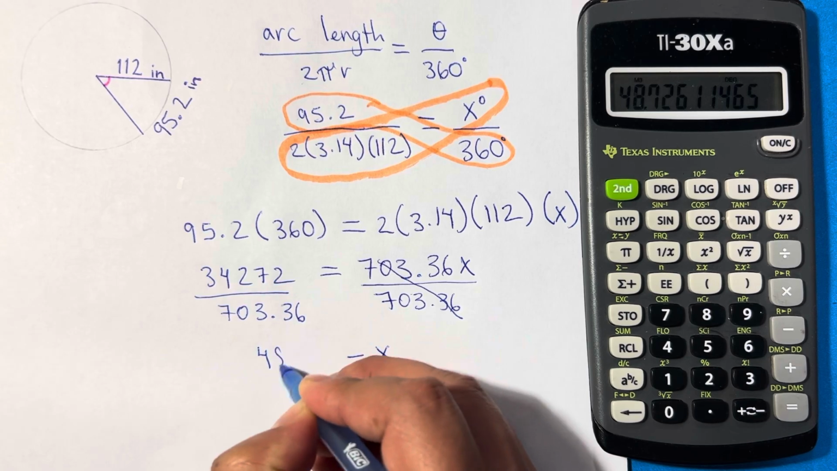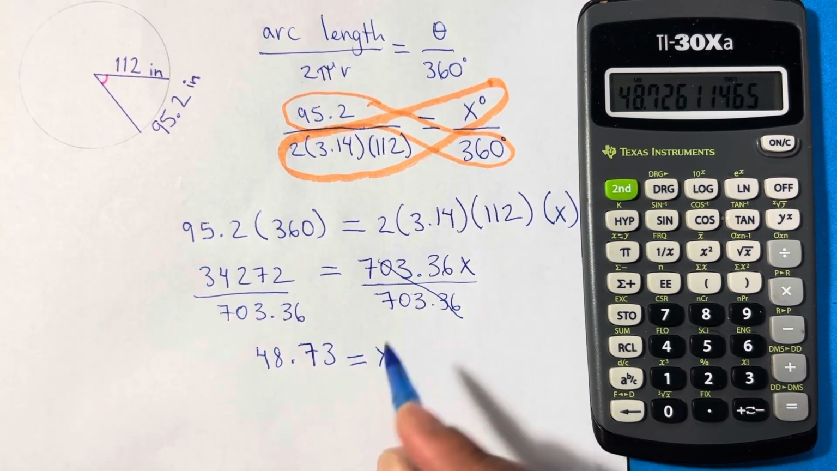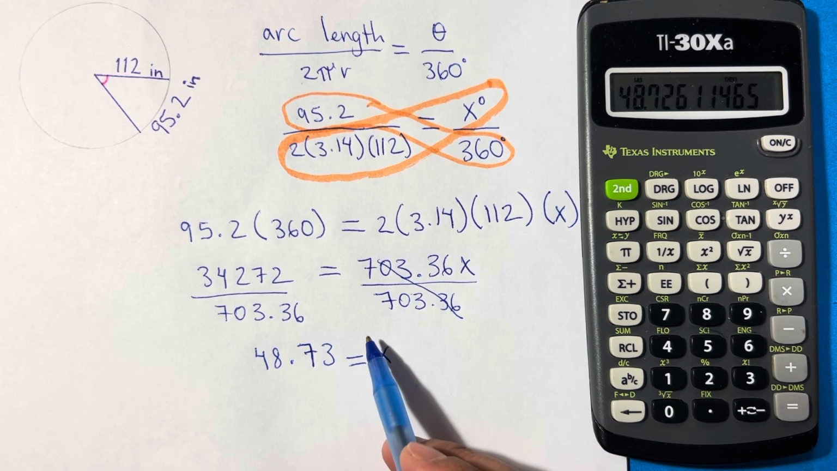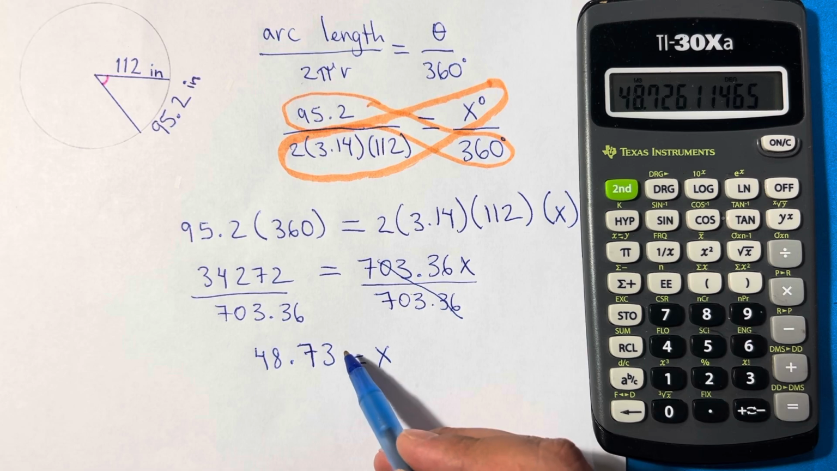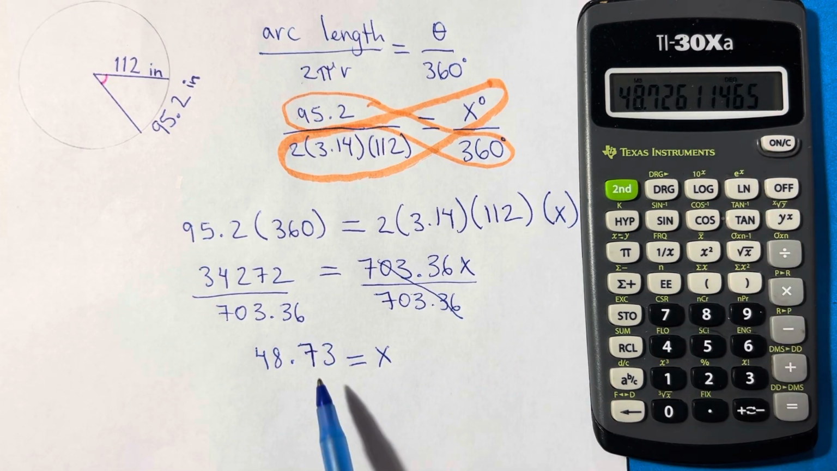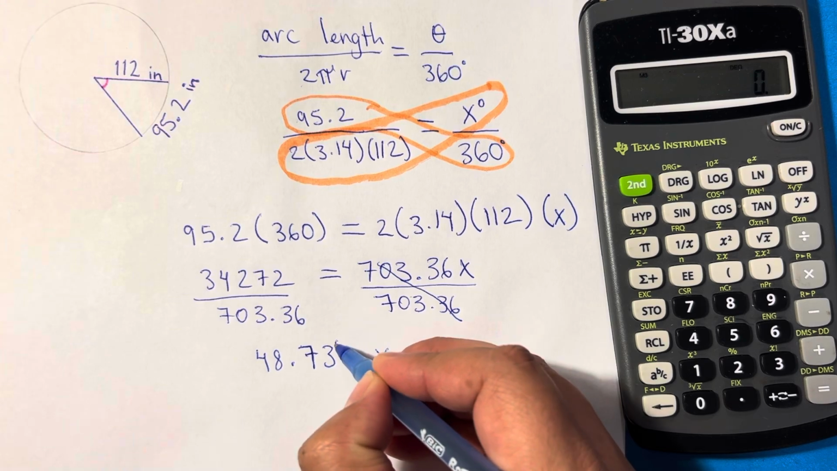So 48.73. Anytime the thousandths, the next value or the third value, is 5 or more, then this will go up by 1. If it's 4, 3, 2, 1, or 0, then this one would have stayed at 2, but it does have a 6, so it went up to 73. And because it's asking for the angle measurement, this will be degrees.